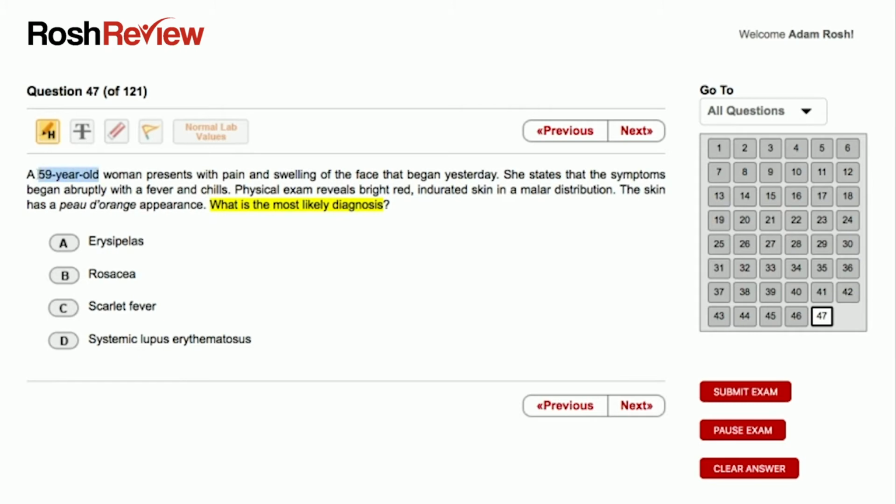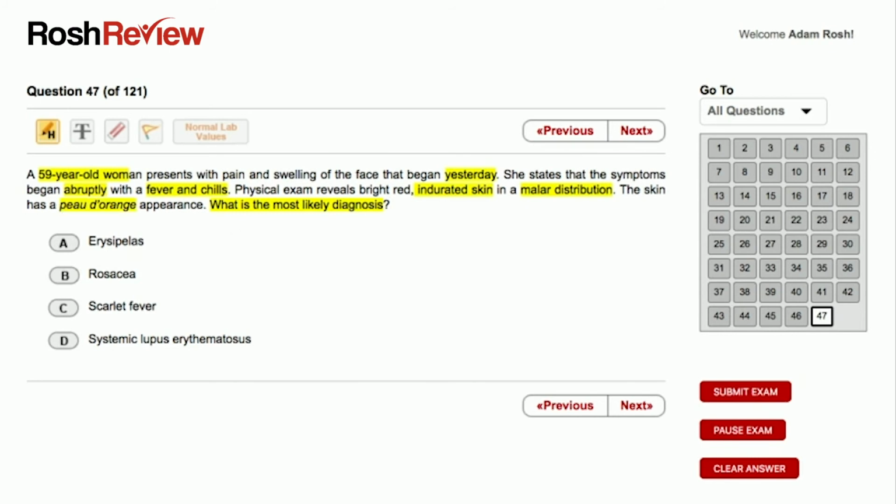So we have a 59-year-old woman, and a couple of the key points here, the reveals, are the pain and swelling began on her face, and it began yesterday. So it's very acute in onset. And remember, on board exams, every word matters. Words that are part of the question matter, and words that are not part of the question matter. And so we're given that this begins abruptly with fever and chills, okay? That's something that may distinguish some of the answer choices. And on exam, what we're seeing is this bright red indurated skin, okay, in a malar distribution. So those are the key findings. This peau d'orange appearance is relevant.